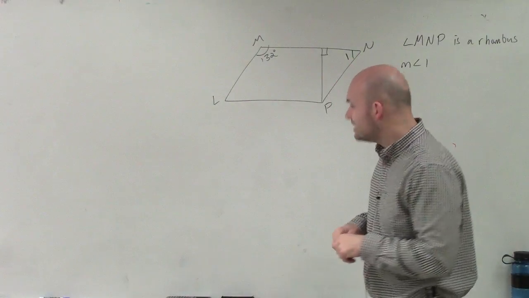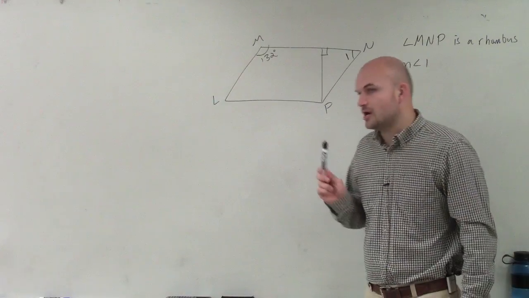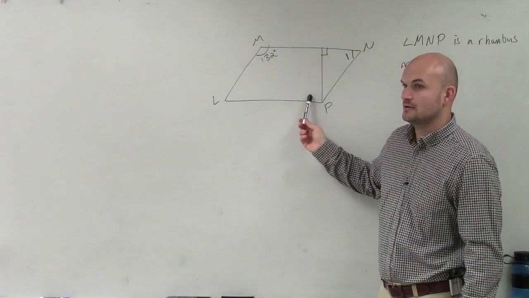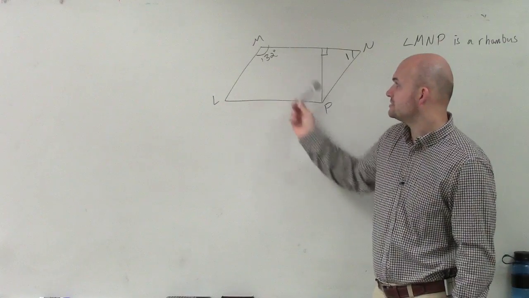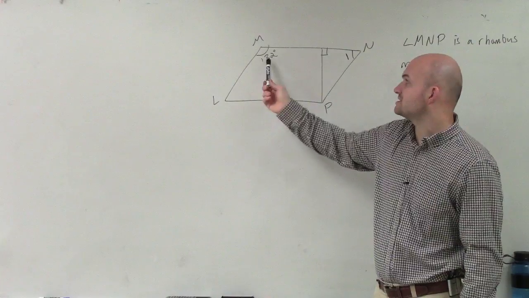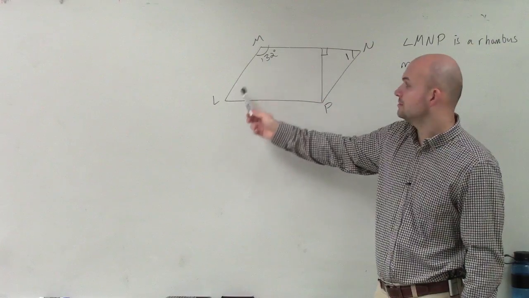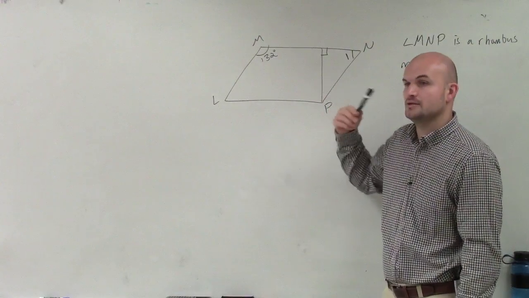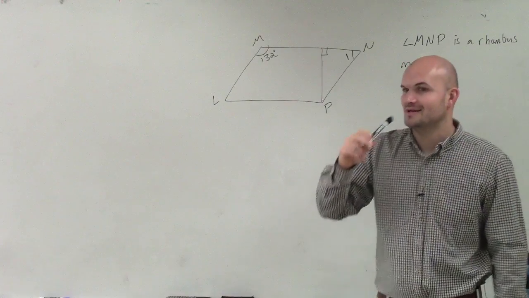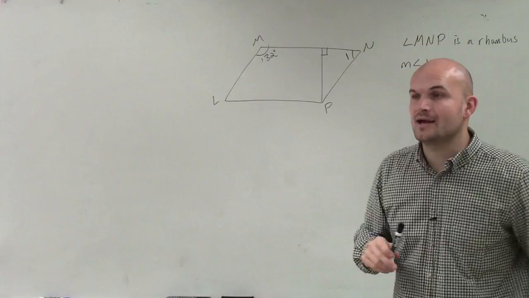OK. So Devin, help me out with that. Does that mean these two angles or these two angles? Which two would add up to 180? These two or these two? Well, what is consecutive then to 132? Which angle? L, N, P? OK. Angle 1 or angle N. And why is it consecutive?